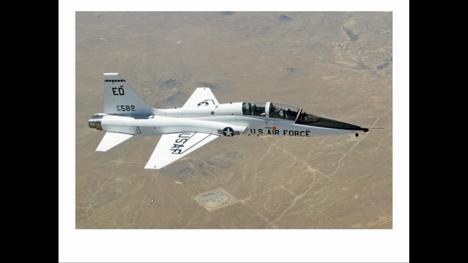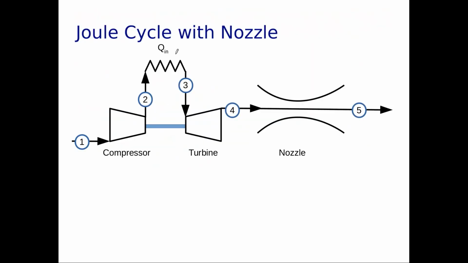This is an example from the US. This is a US Air Force trainer, the T-38 trainer. It's quite elderly and is being replaced at the moment. At the time I recorded this video, they're running a competition to get a new one. This is a supersonic aeroplane and features 2 turbojets located roughly along here in the aircraft airframe. And you can model this propulsion system using a Joule cycle with a nozzle.